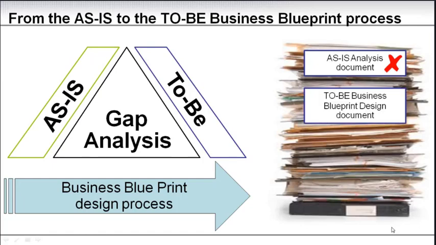Remember, the end goal is the to-be. And the to-be is the business blueprint design document. This is the end goal. And to get there through the business blueprint design process, you go through the gap analysis. So you look at the project scope. What is it I want to achieve? And what is it I have to start with?